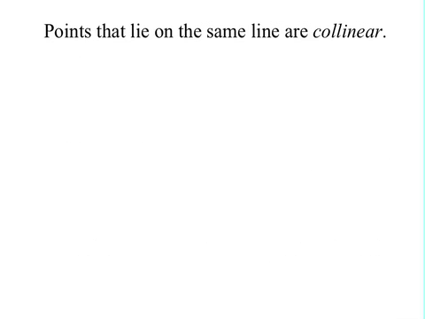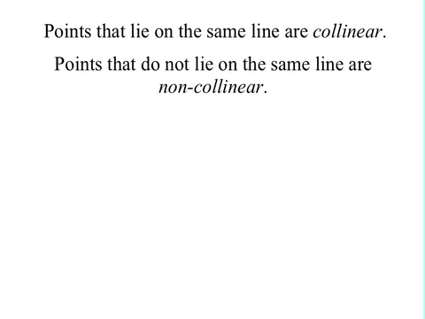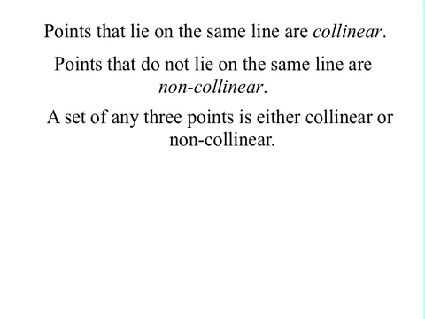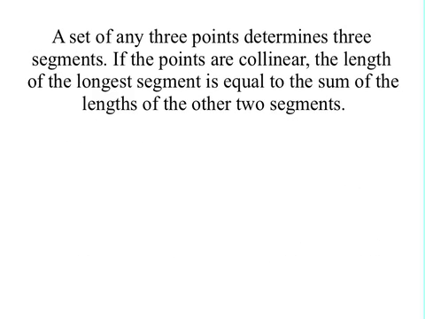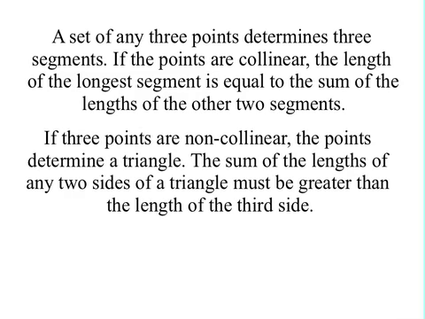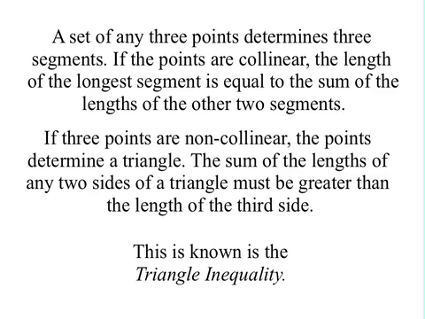Points that lie on the same line are collinear. Points that do not lie on the same line are non-collinear. A set of any 3 points is either collinear or non-collinear. For a point to be between two other points, it must be collinear with those 2 points. A set of any 3 points determines 3 segments. If the points are collinear, the length of the longest segment is equal to the sum of the lengths of the other 2 segments. If 3 points are non-collinear, the points determine a triangle. The sum of the lengths of any 2 sides of a triangle must be greater than the length of the third side. This is known as the triangle inequality.